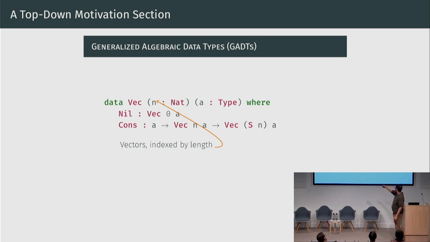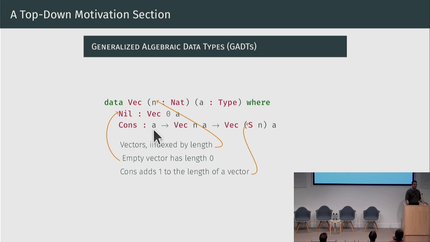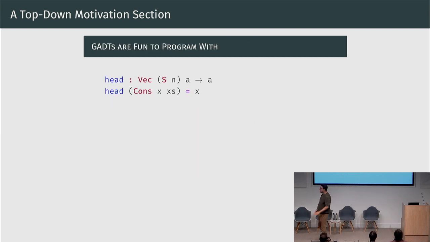If you look at the type of nil, you see that this is a vector of length 0. That's the type of nil. And the type of cons says that if you give me a head element and a vector of length n, the result is a vector of length n plus 1. That looks very obvious, but it lets you write some really cool programs. For instance, here is a very small but cool program, the head function. If you're given a non-empty list, it'll give you an element, by giving you the first element in that list.